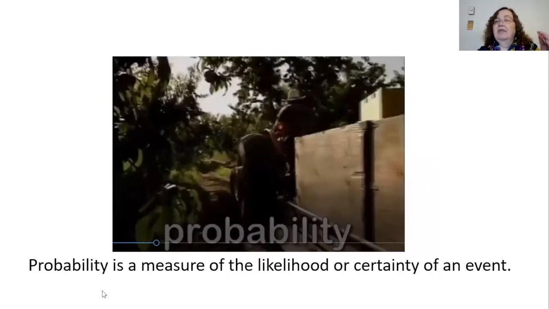All right, I want you to think about what she just said. Probability is a measure of the likelihood or certainty of an event. So even weathermen, grown-ups, are using probability in everyday life.